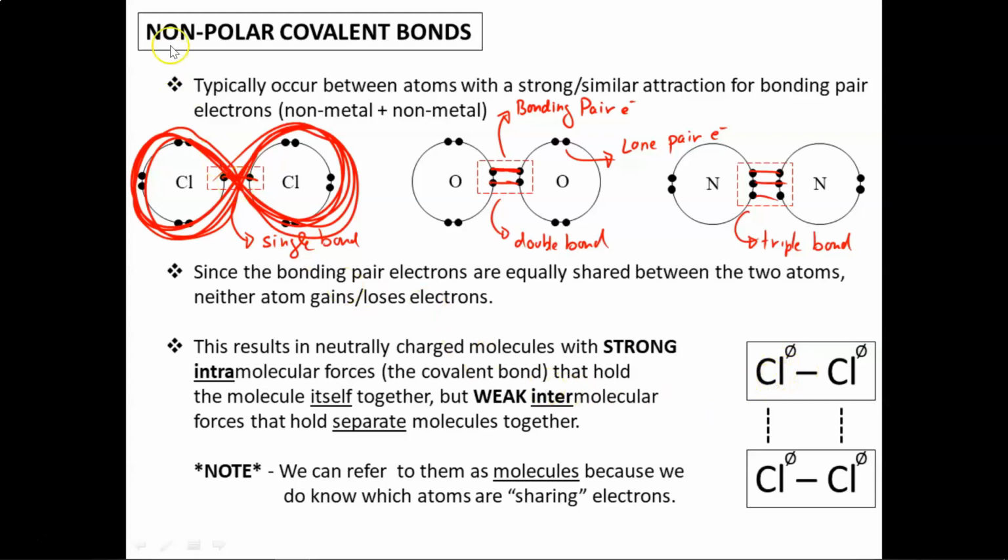And so molecules formed with non-polar covalent bonds tend to have very strong intramolecular forces, so that's the one that's holding the molecule together, but very weak intermolecular forces, so that's what is attracting two separate molecules. So just keep in mind, when we say intramolecular, we are referring to the force that holds the actual molecule itself together. Right? So the intra, within the molecule itself. On the other hand, an intermolecular force is what holds two separate molecules together. All right, so intra keeps the molecule itself held together. Inter holds two separate molecules together.